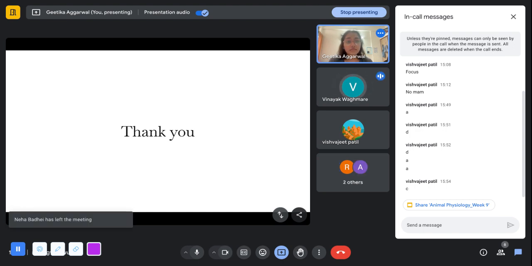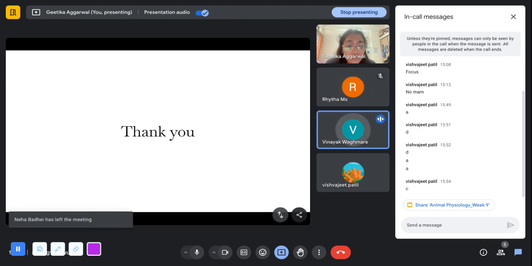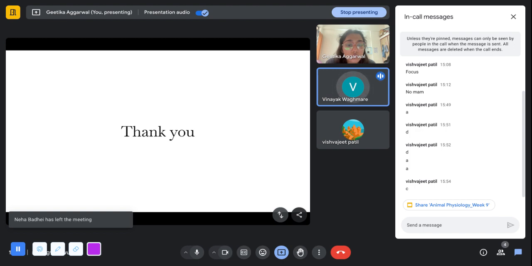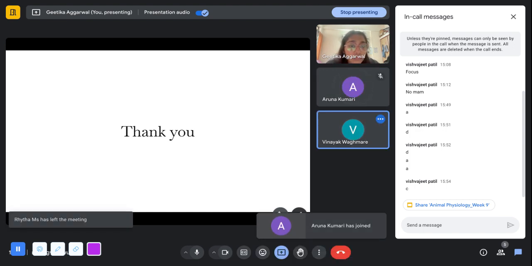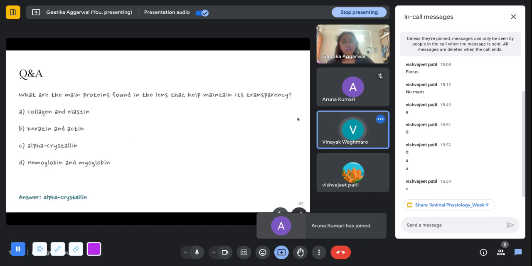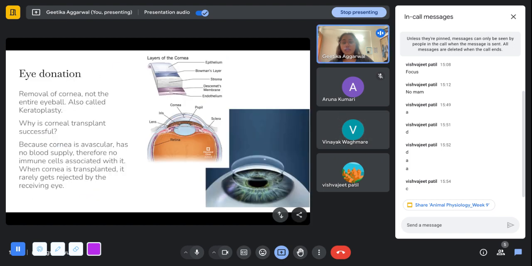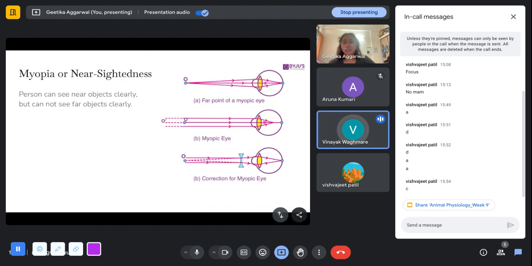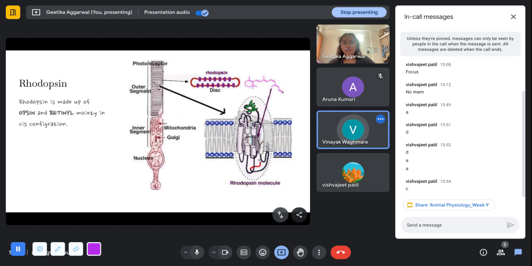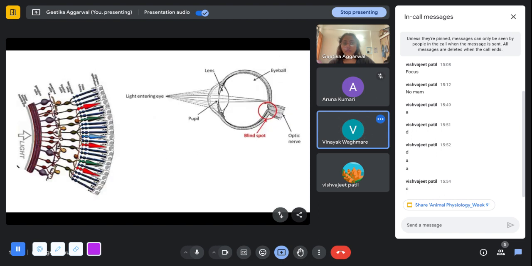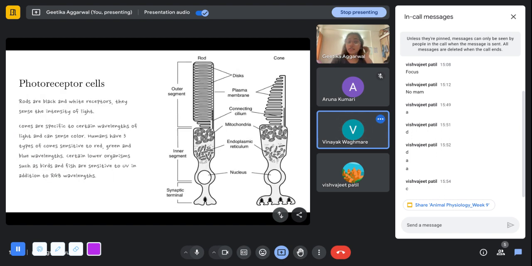Yes, ma'am. Ma'am, I am having one doubt: what is the function of that cell which you showed us in the starting of the lecture? Can you just go to the first slide or second maybe? This diagram? Yes, these cells, rods and cones.